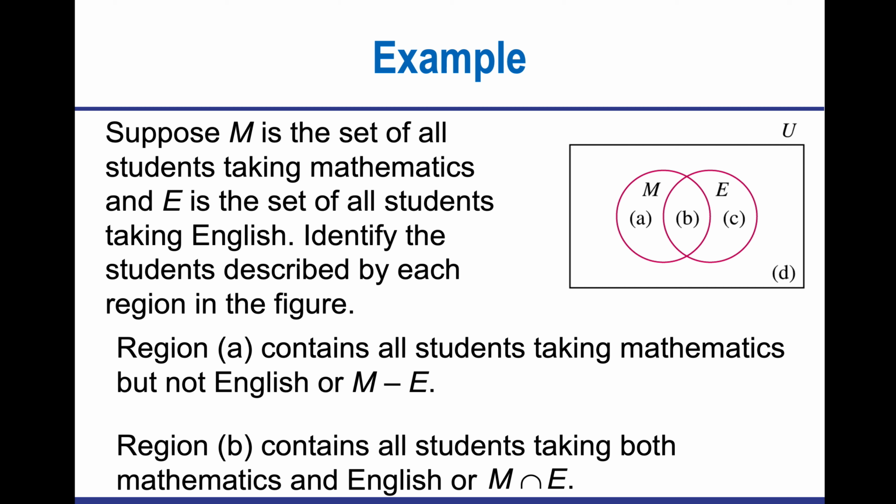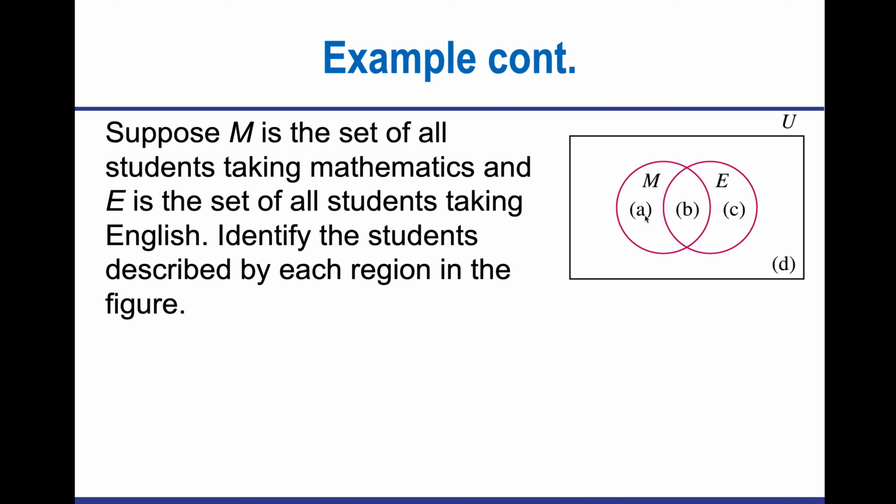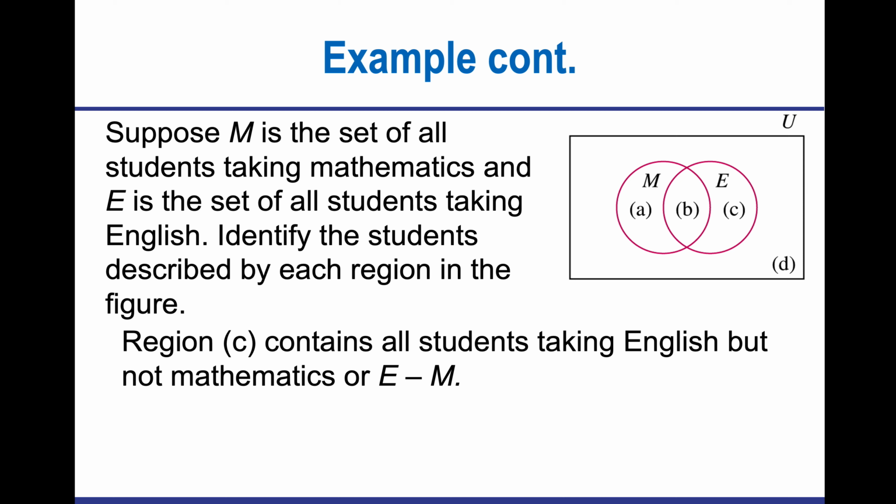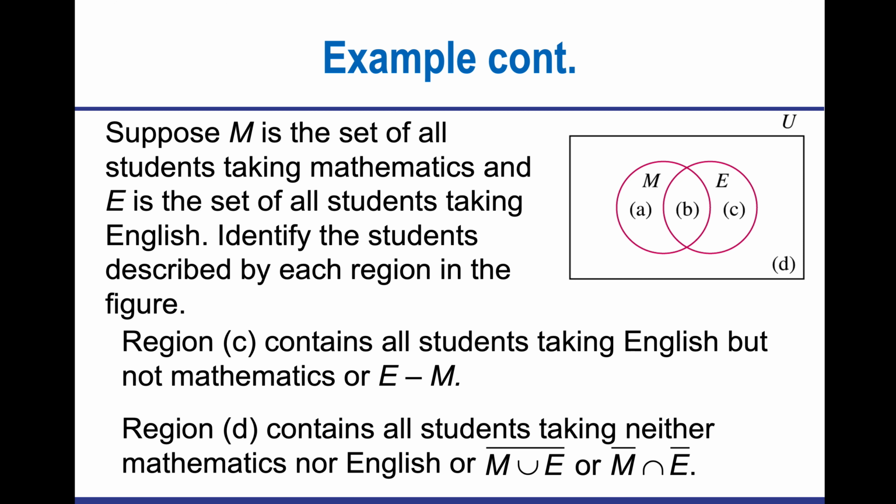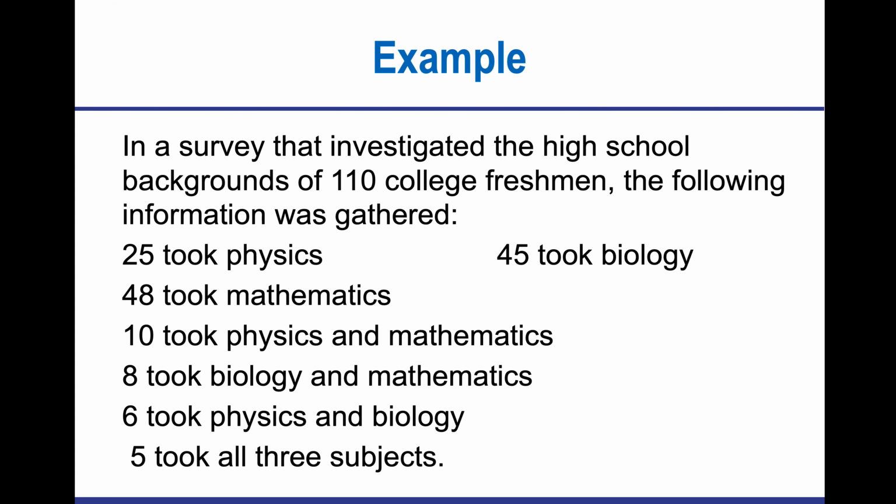Now it's important to note that A does not count students that are in math and English together. Same thing with C. C doesn't count those that are in both. And region D contains all students that are taking neither course. And here the universal set is just students.